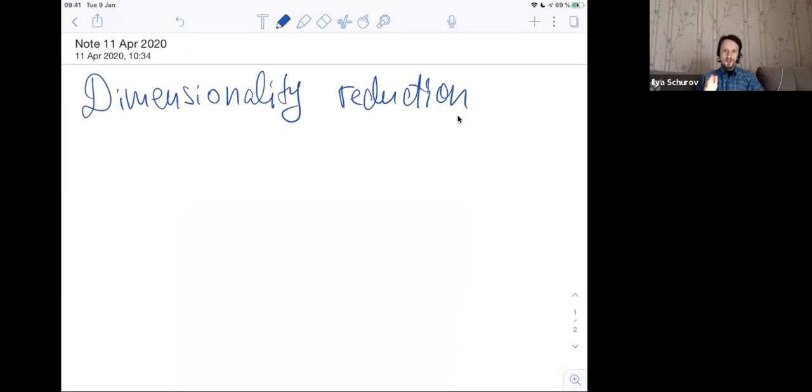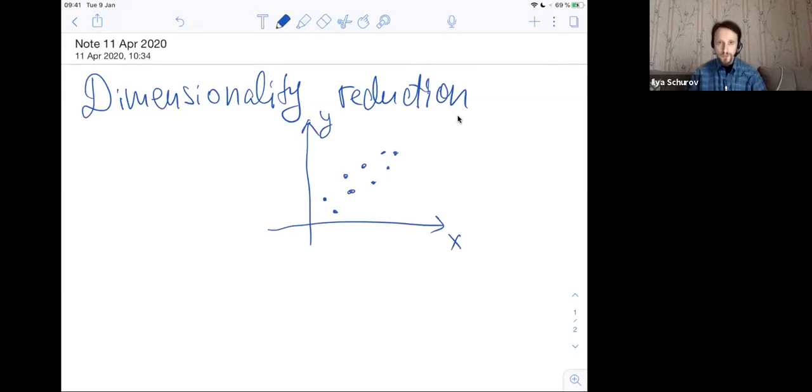Previously we discussed different ways to analyze data, and we discussed that for example, if you have two numeric variables, then you can analyze the relation between these variables using correlations, regressions, and so on. And you can also visualize this relation using scatter plots like this. And actually, when you look at this picture, you have some knowledge about this relation.